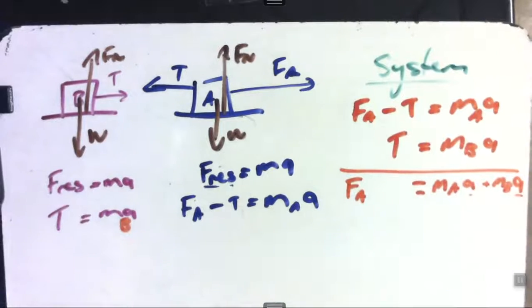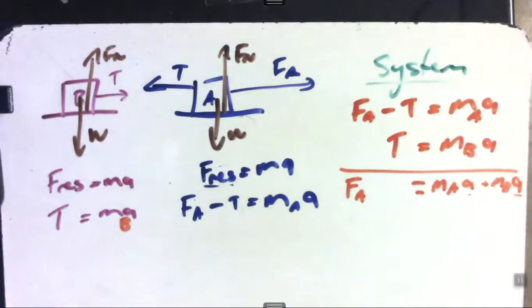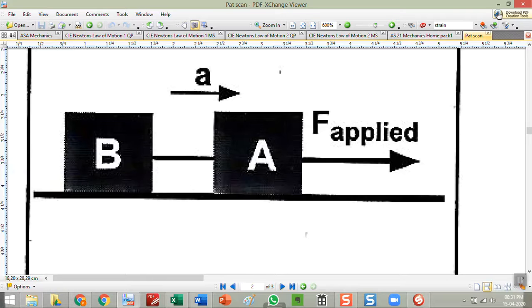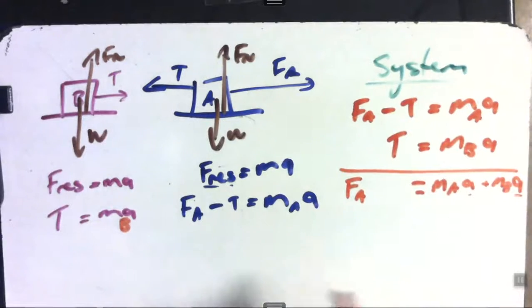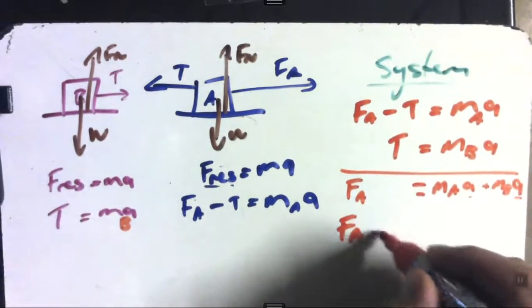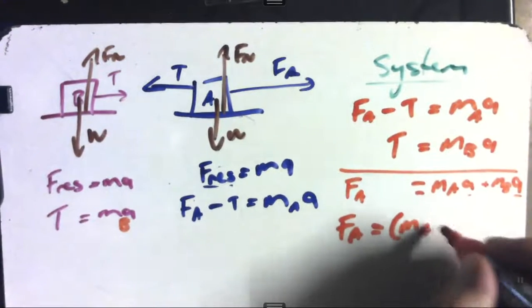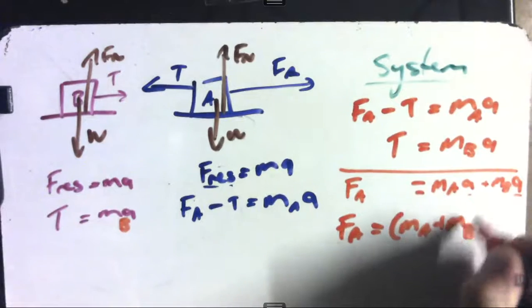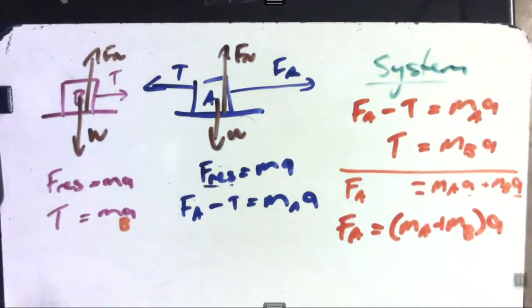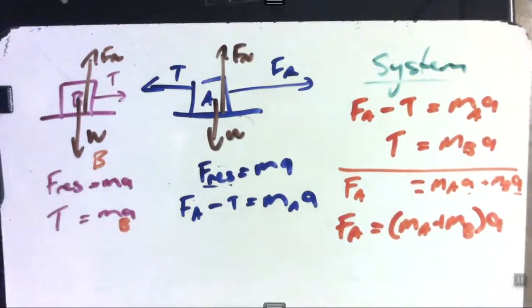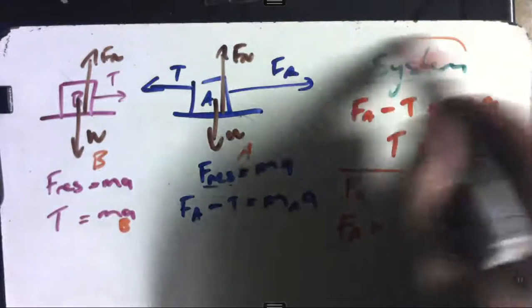We know that the acceleration is the same because these two objects are connected. Block A cannot travel faster or accelerate more than block B, and block B cannot accelerate faster than block A. So the acceleration is the same for both of them. And basically, we have that the applied force equals the combined mass times the acceleration. So this is if we look at block B individually, this is if we look at block A individually, and this is if we look at the system.